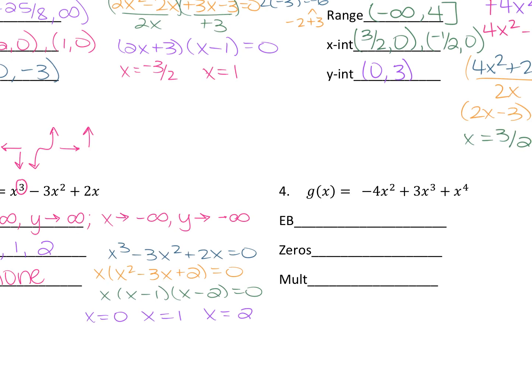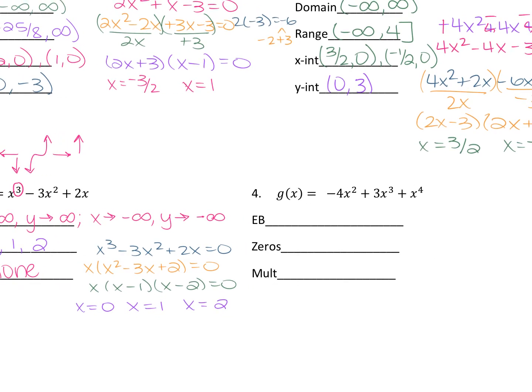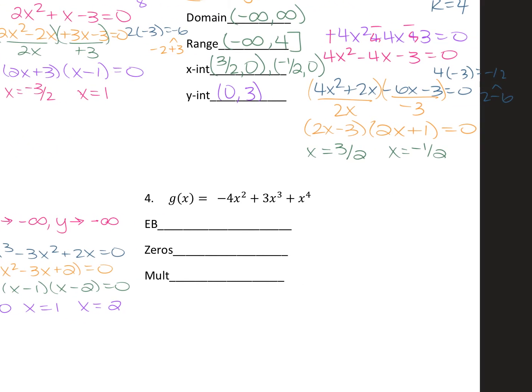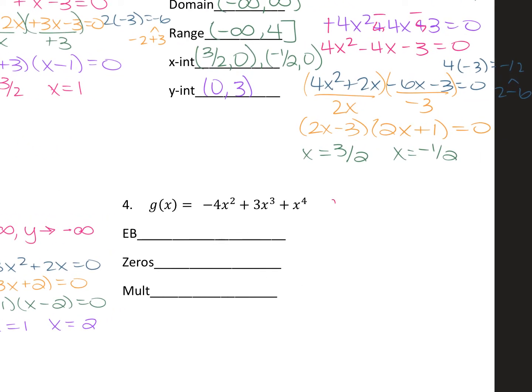For number 4, you have g of x is equal to negative 4x squared plus 3x plus x to the 4th power. With this, it's not in standard form, so I'm going to put it in standard form. That would give us g of x is equal to x to the 4th power plus 3x cubed minus 4x squared. Highest power here is 4.